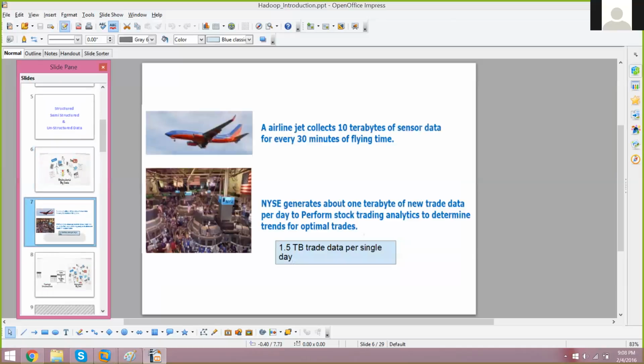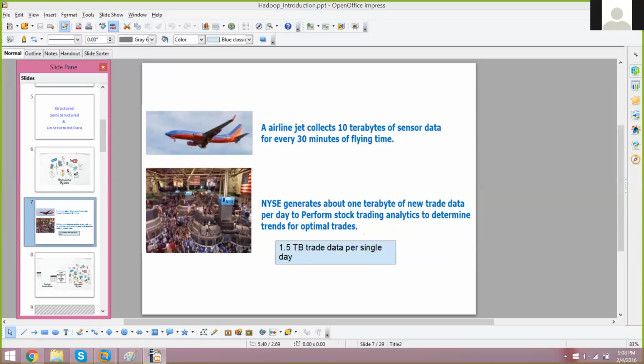I would like to show you some other use cases here. When one flight is flying, it will generate 10 terabytes of sensor data for every half an hour of flying time. Maybe 5 to 10 years back there were very few flights in the world, but now you can assume how many flights are flying every day worldwide, and how much sensor data is generated. Huge, right?